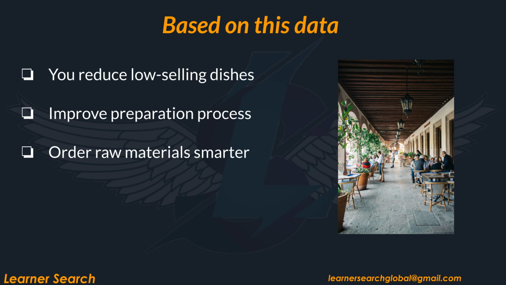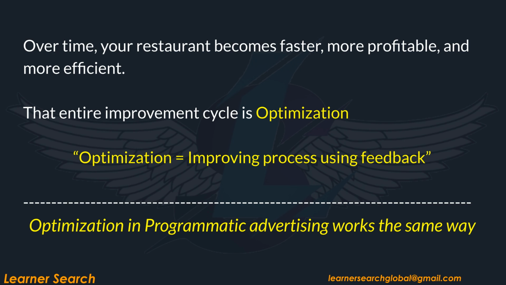Based on this data, you reduce low-selling dishes, improve preparation processes, and order raw materials smarter. Over time, your restaurant becomes faster, more profitable, and more efficient. That entire improvement cycle is optimization, improving processes using feedback. Optimization in programmatic advertising works the same way.